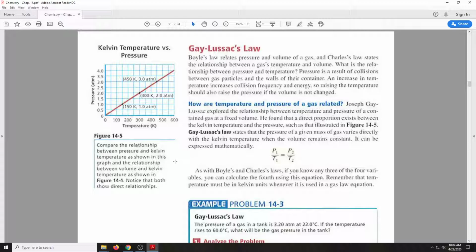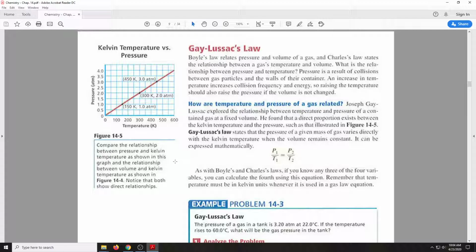This one is also directly proportional, so if you start with 0 and you go to the right, then the graph goes up just as well. Notice we're also in Kelvin again, because we don't use Celsius when we're talking about this stuff. We only use Kelvin.